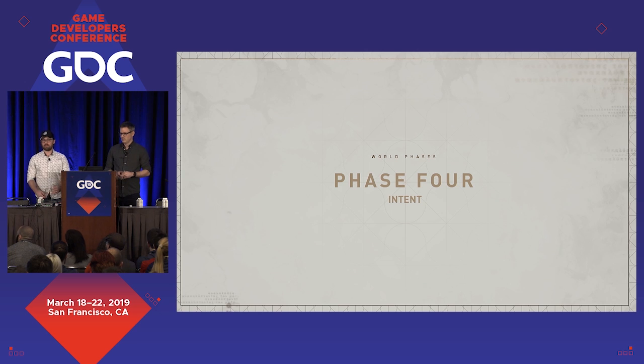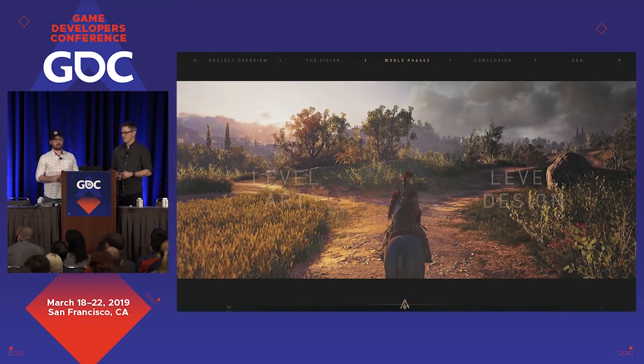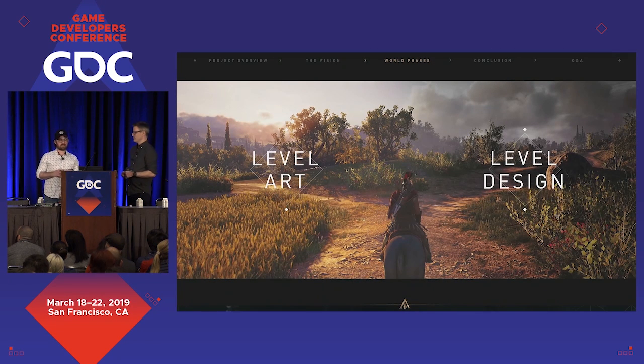So the next part of the project, we're around about halfway through at this point, about 1.5 years in, was what we called phase 4, which was intent. So at this point of the project, especially on the world building side, was the first time we actually split the team between level art and level design specific disciplines so that we could start to focus in on the very key details of each of the two disciplines.